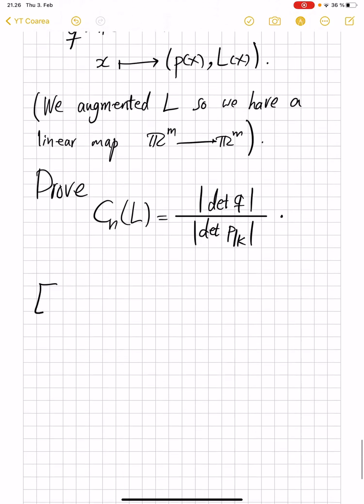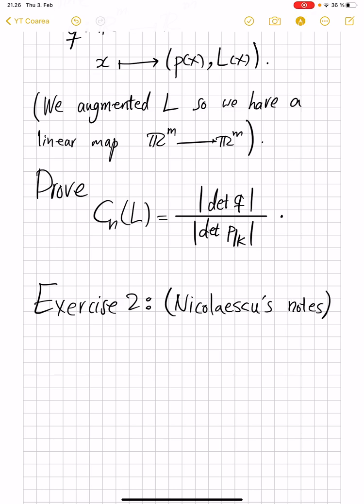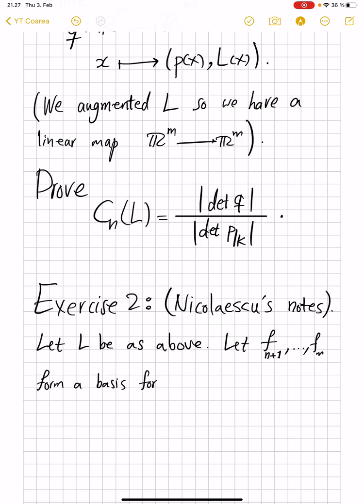Okay, and exercise 2. And this is from Nicolescu's notes. It is very similar in spirit. Let L be as above. Let F(n+1) up to Fm, these are m minus n many vectors, form a basis for the kernel.